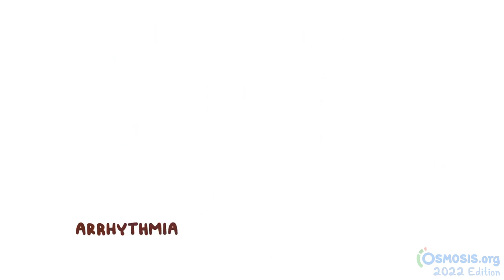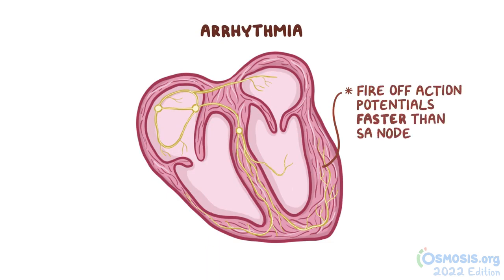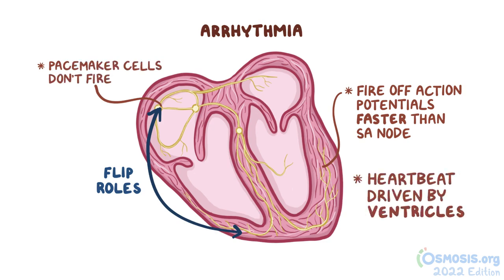For example, let's say a part of the ventricle begins to fire off action potentials at a rate that's even faster than the SA node. This area of the heart essentially flips roles with the SA node, firing so fast that the pacemaker cells in the SA node don't get a chance to fire. At that point, the heartbeat is being driven by the ventricles.